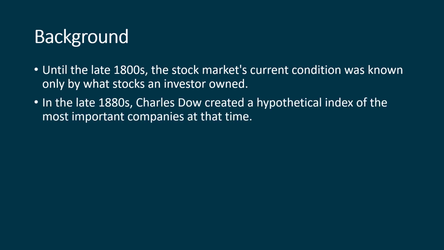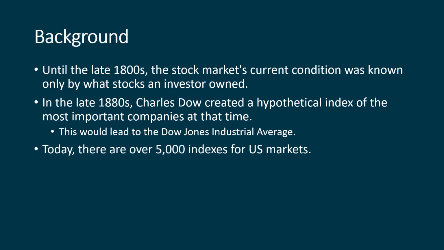In the late 1880s, Charles Dow created a hypothetical index of the most important companies at that time. They were first railroad stocks, then it morphed into industrial stocks and was the precursor to the Dow Jones Industrial Average that we use today, and it's easily the most cited index out there. Today, there are over 5,000 indexes just for the US markets. These can also include US indexes that are looking at other countries or other sectors, but we have so many to choose from, it's really hard to know which ones are useful and which ones are not.